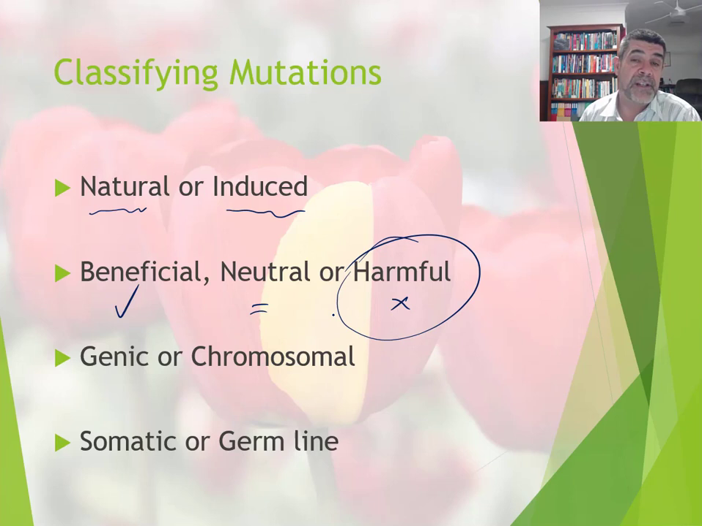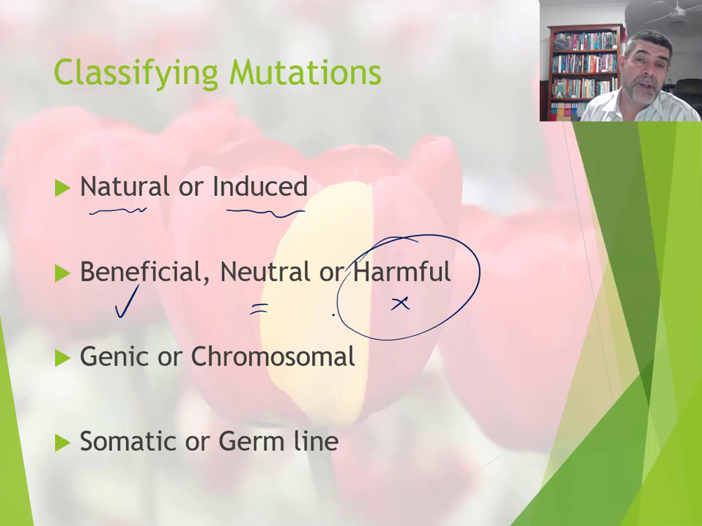Beneficial mutations, on the other hand, may be ones that give individuals some sort of selective advantage. And therefore, those individuals will survive, perhaps produce more offspring, and that beneficial mutation may make its way out into higher proportions within the gene pool.